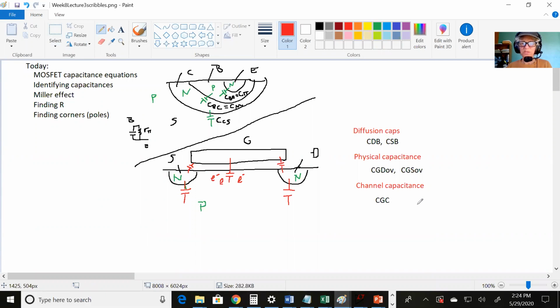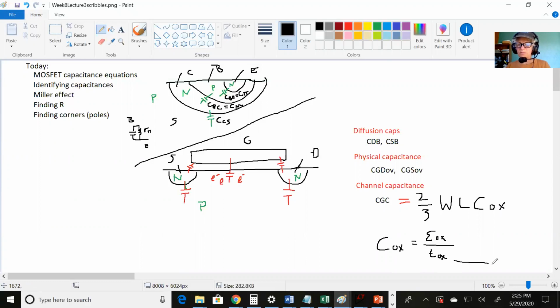So we'll do the easy ones first. Gate channel overlap, 2/3. It's 2/3 of the area of the gate. So you know the width of the gate and you know the length of the gate. So the area is just width times length. And then that gets multiplied by this thing called Cox. And Cox equals Eox over Tox.